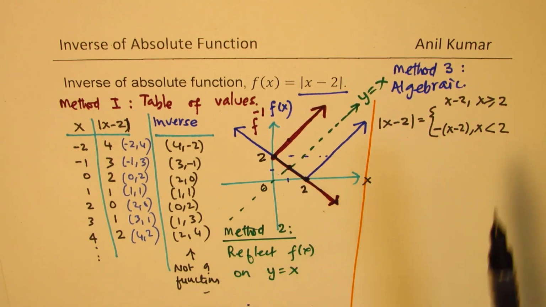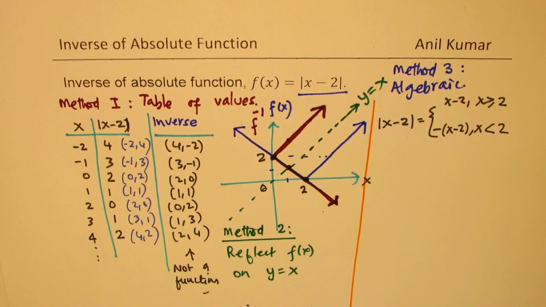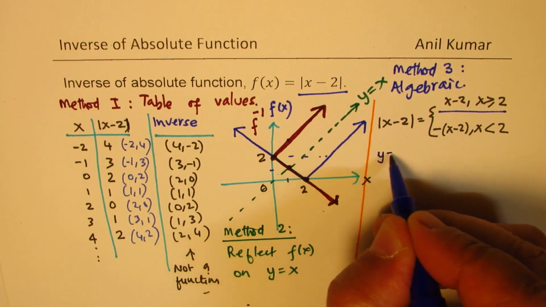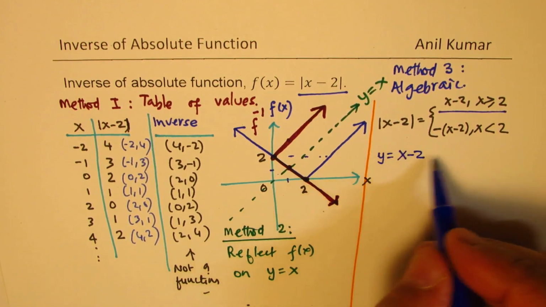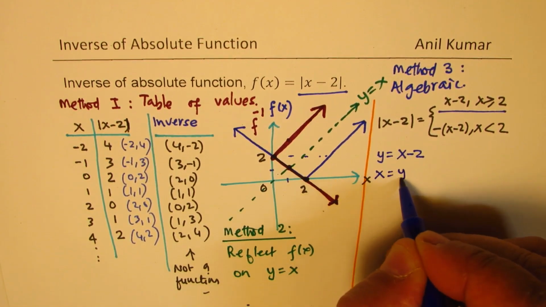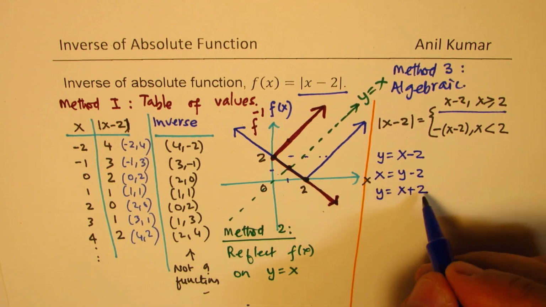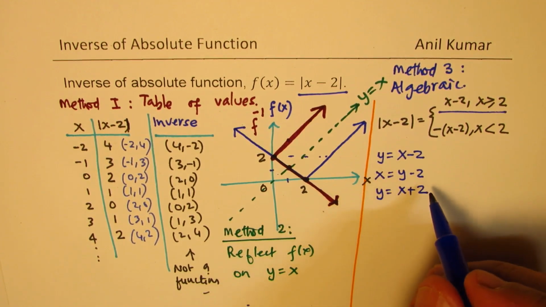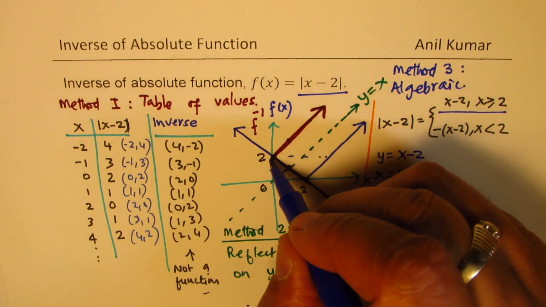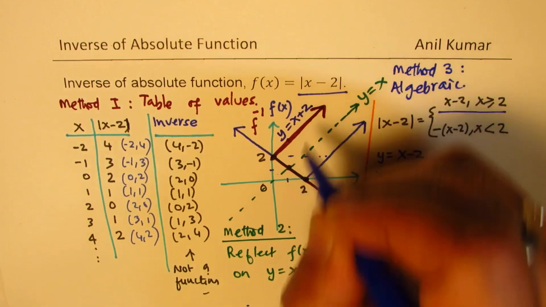Now to find the inverse, we have to work in two different intervals, two pieces, right? So let's do these two pieces separately. Let's work on the first piece first, which is y equals x minus 2. To find the inverse, we swap. So when you swap, you get x equals y minus 2, and then you isolate, you get y equals x plus 2, right? So that is one piece. Perfect. So y equals x plus 2 is the equation of this particular part, the positive part. Clear?